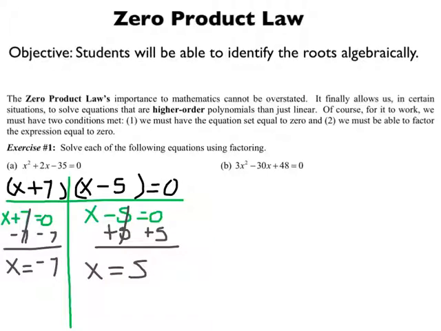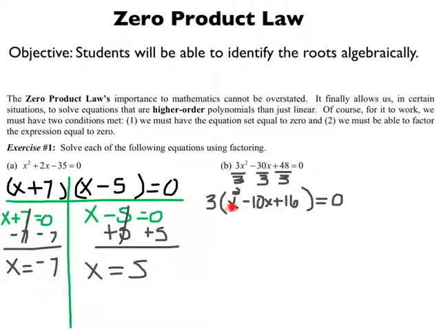B, the first thing when we look at a trinomial is that we should see if there's a GCF, especially when there's an a greater than 1. Is there a GCF between 3, 30, and 48? The answer to that is yes. My GCF is 3. So I divide by 3. I put 3 out in front of my parentheses. I'm left with x squared minus 10x plus 16, which equals 0.